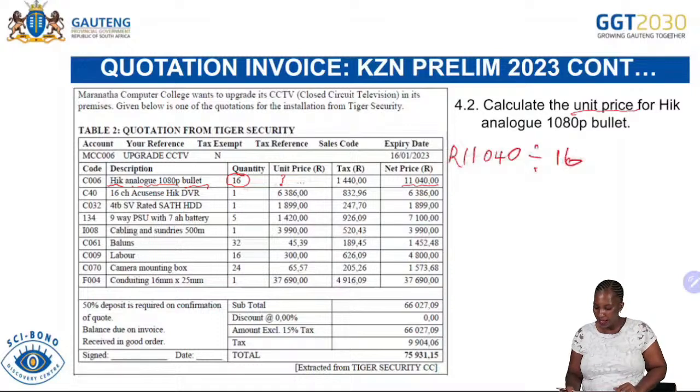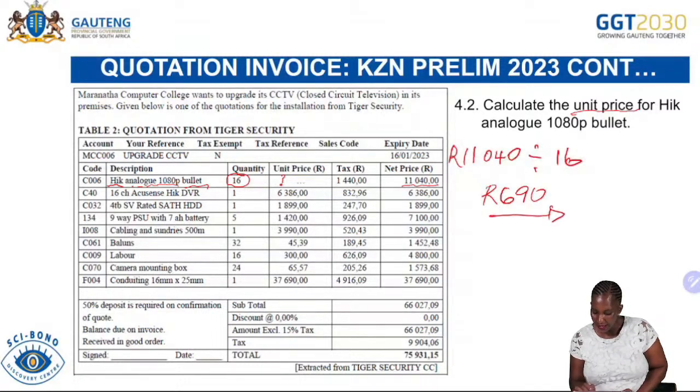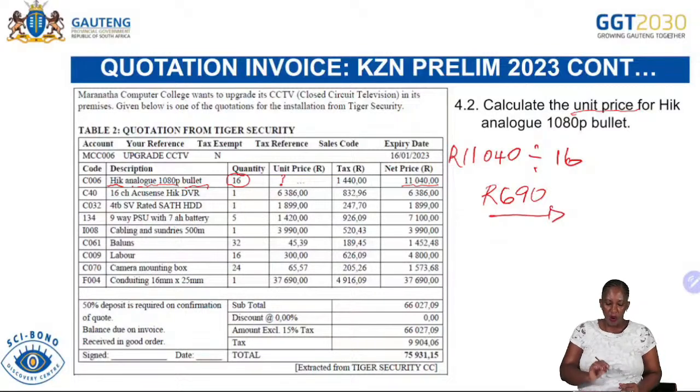So now for one HIK analog, it will be how much? It will be 11,040 rand. We divide it by what? By 16. And then it gives us what? 690. This is what Tiger Security is charging for one HIK analog bullet.